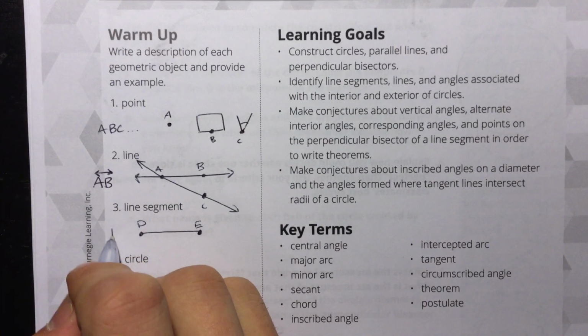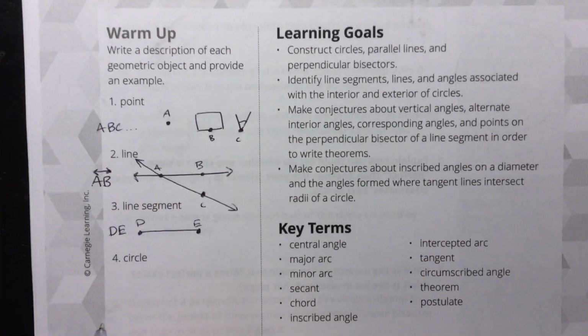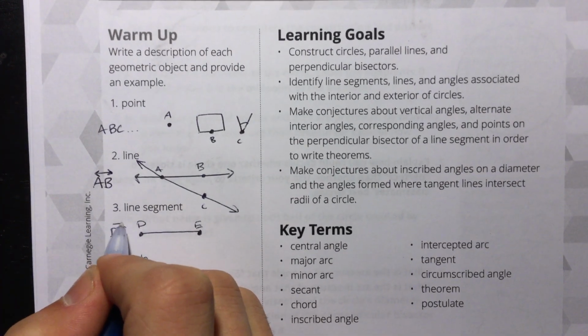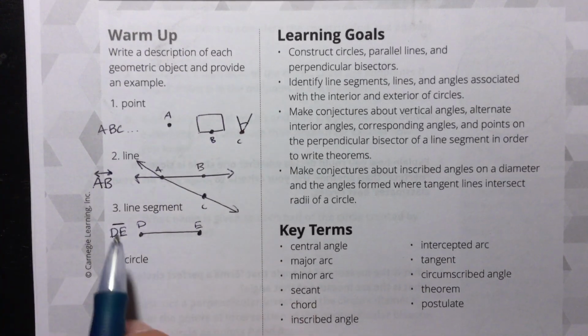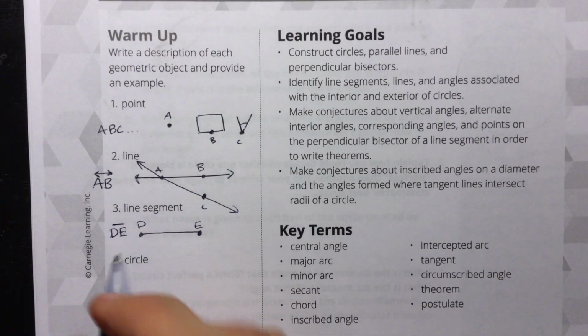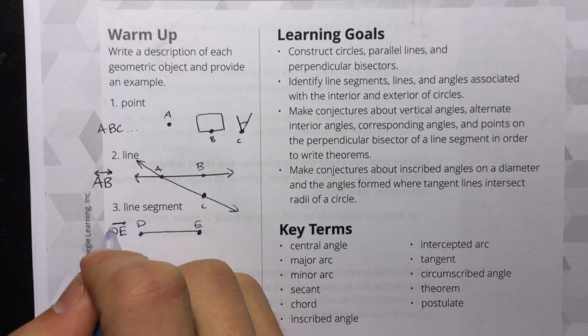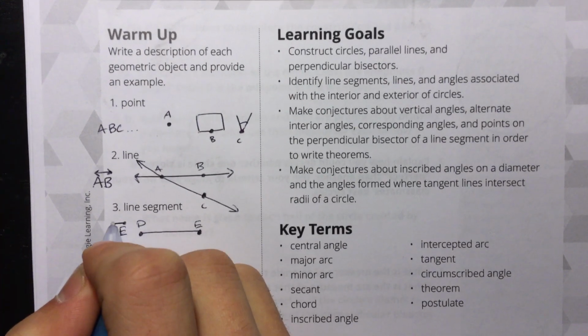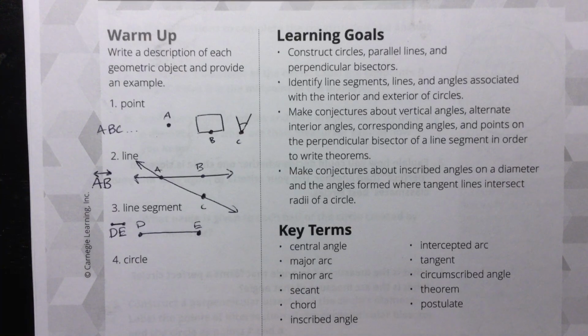For a line segment, if I wanted to talk about line segment DE, I would put those 2 letters together, and then I just put a straight little line right here. No arrows, because it does have endpoints. If you'd like to help you remember, you can go ahead and throw some little endpoints on there, but most of the time you will see it without those.